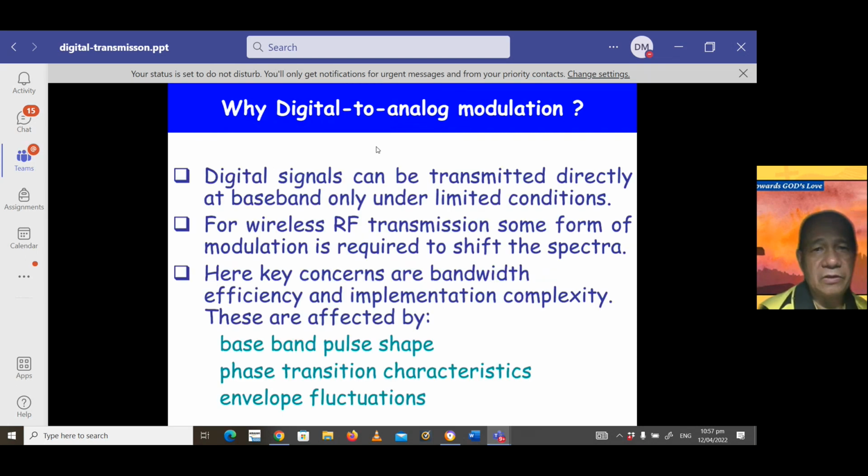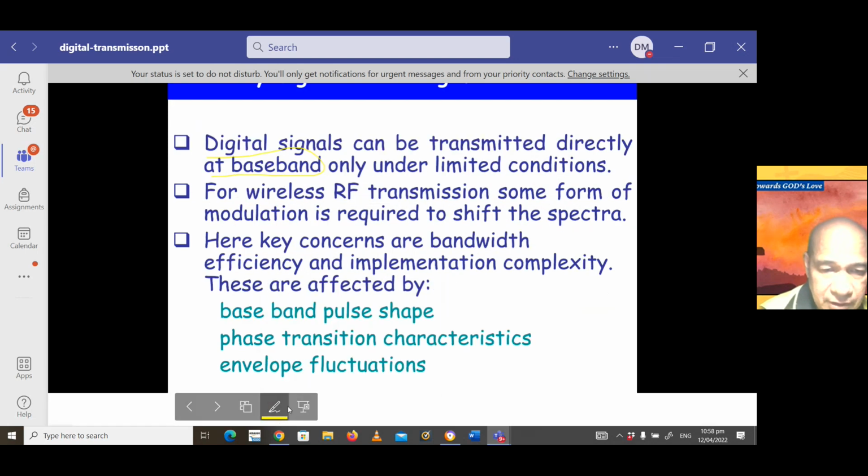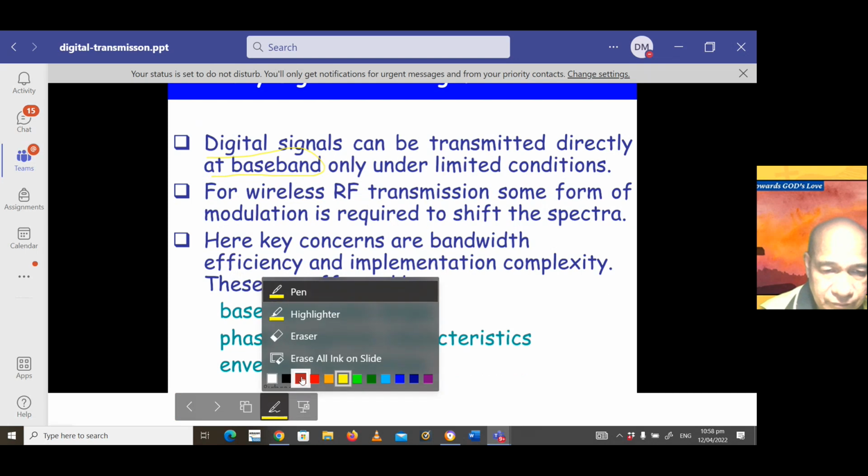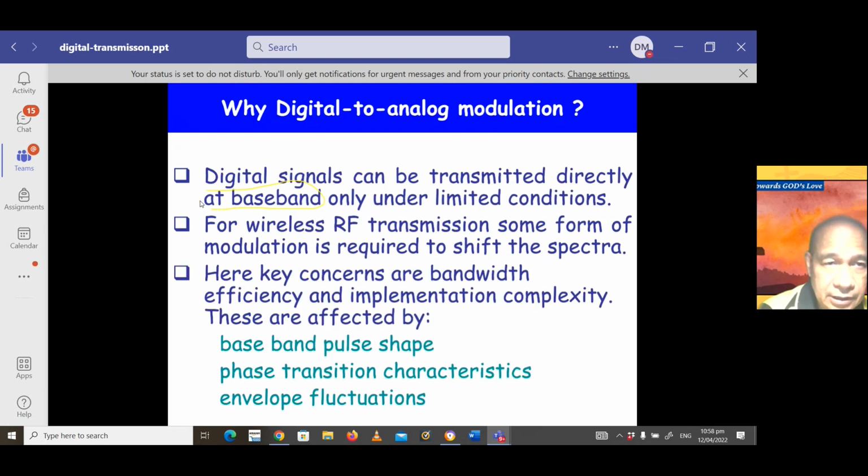Why do we have to go to digital to analog? Simply because the digital signal can be transmitted directly at baseband, only under limited conditions. Well, siyempre, sa simula lang naman yun eh.